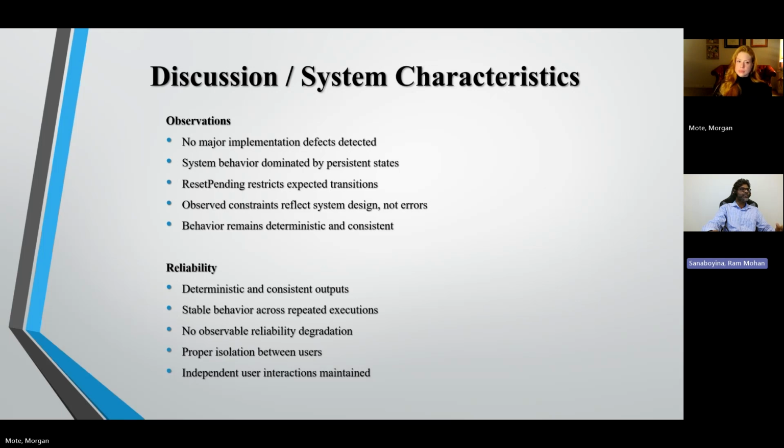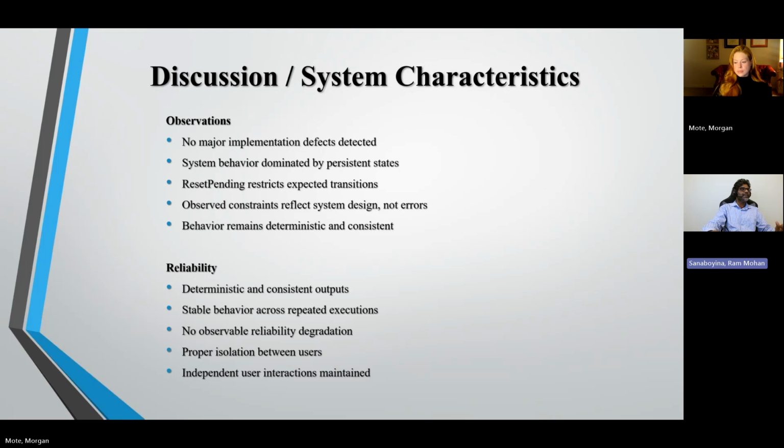Additionally, the system demonstrates consistent and deterministic behavior. For the same inputs and conditions, the system produces predictable outputs, which indicates that the underlying logic is stable and reliable. Another important observation is the system's reliability characteristics. The system behaves consistently across the repeated executions, producing stable outputs under similar conditions. There is no observable degradation in performance or correctness over time.